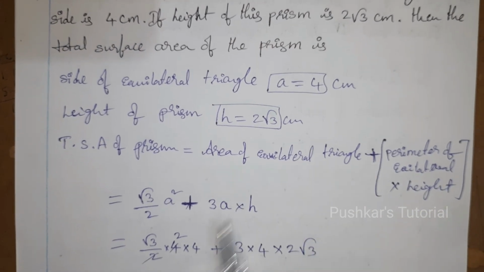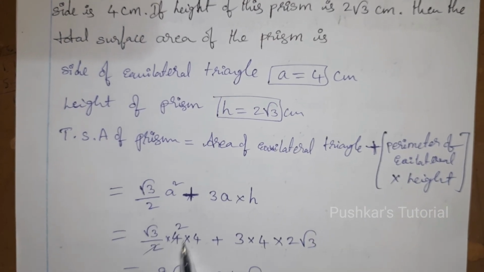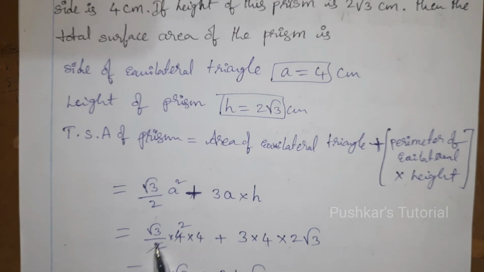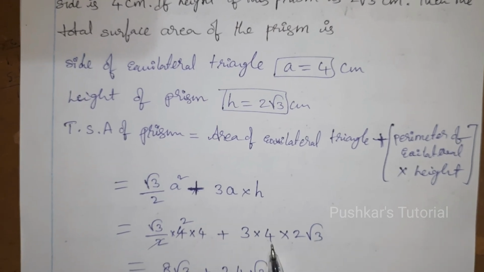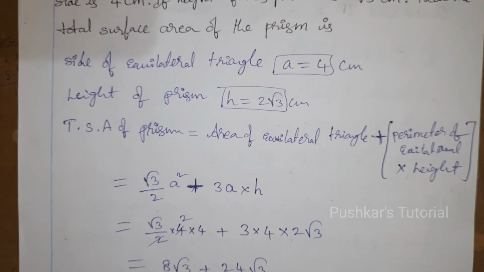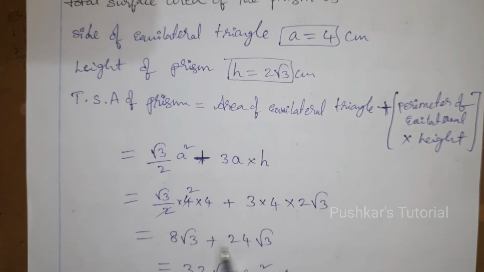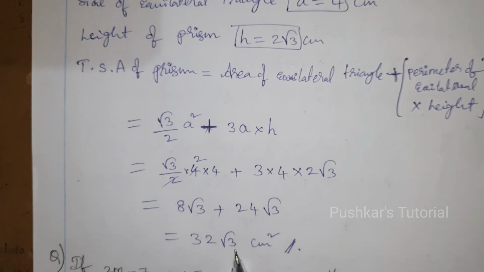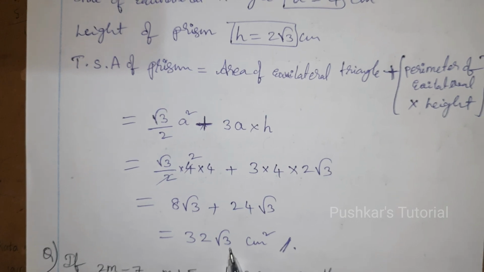So substitute the values. Root 3 by 2, 2 ones are 2, 2 twos cancel. So 2 fours are 8 root 3. Here 3 into 4 into 2 root 3, so here the result is 24 root 3. So 8 plus 24 will give you 32 root 3 centimeter square. That is the answer.